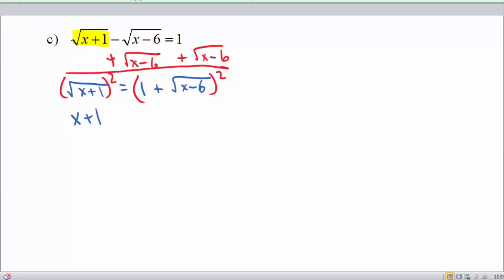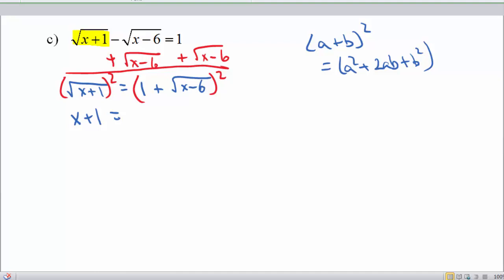So you have x plus 1, right? You end up with the radicand. But now on the right side, 1 plus the square root of x minus 6 squared, that's actually a binomial squared. And remember what a binomial squared was? It was actually a squared plus 2ab plus b squared. Right? I'm not going to write the whole thing out. I'm just going to use this formula here. I mean, you can verify, if you want to write it out, that it's going to work.